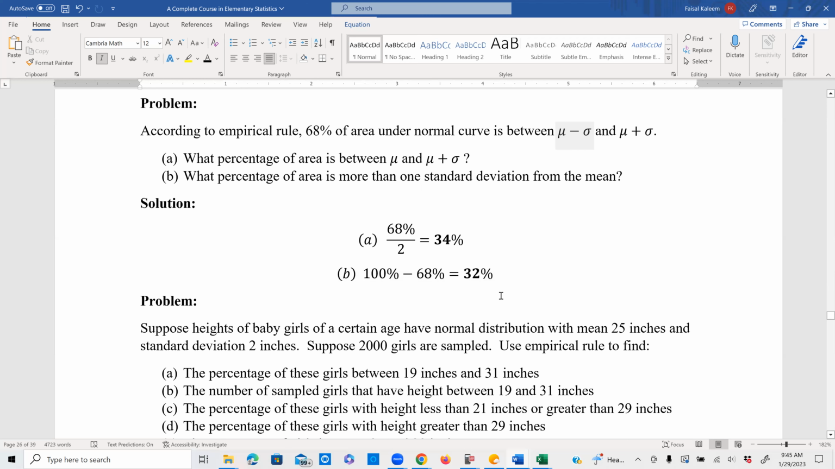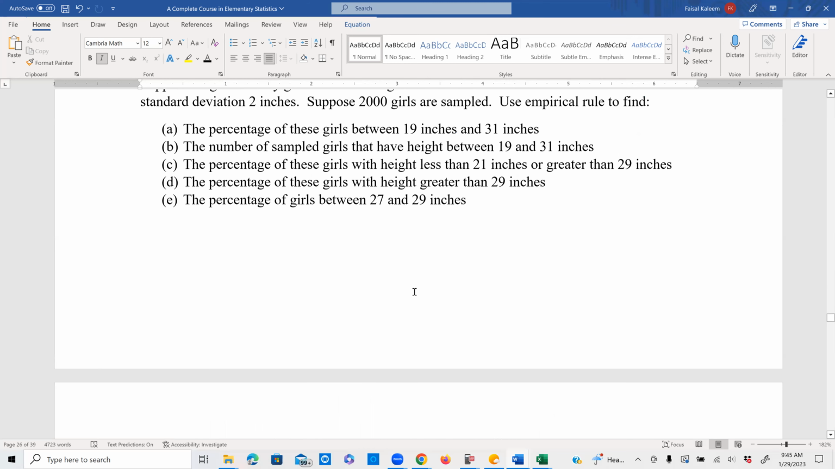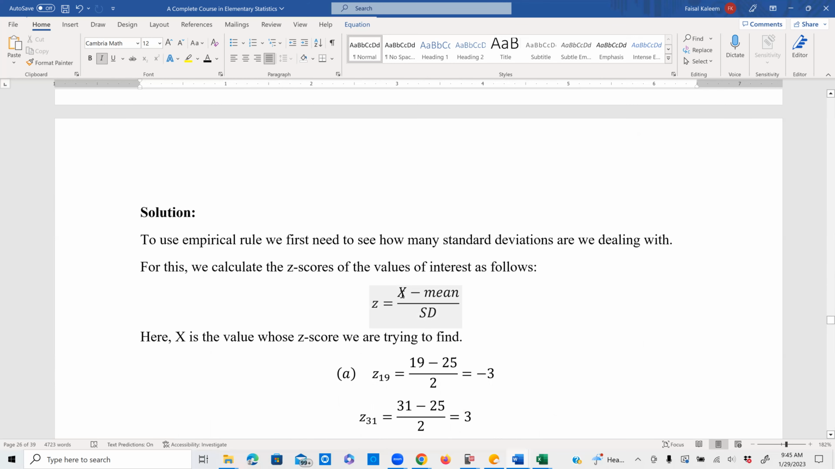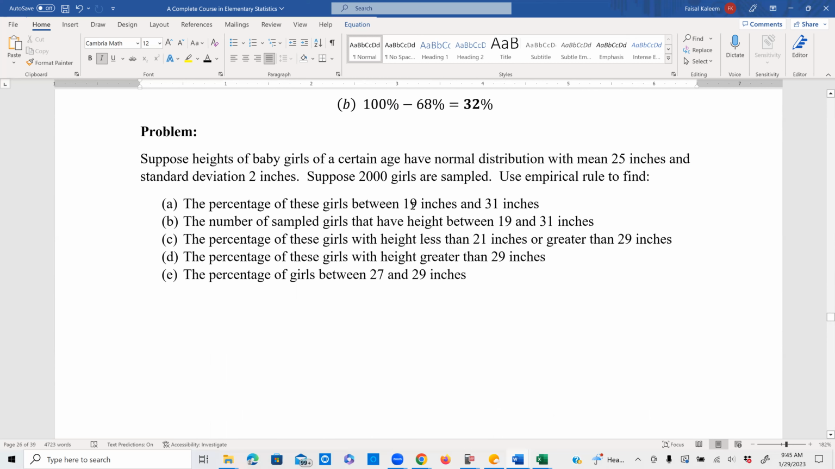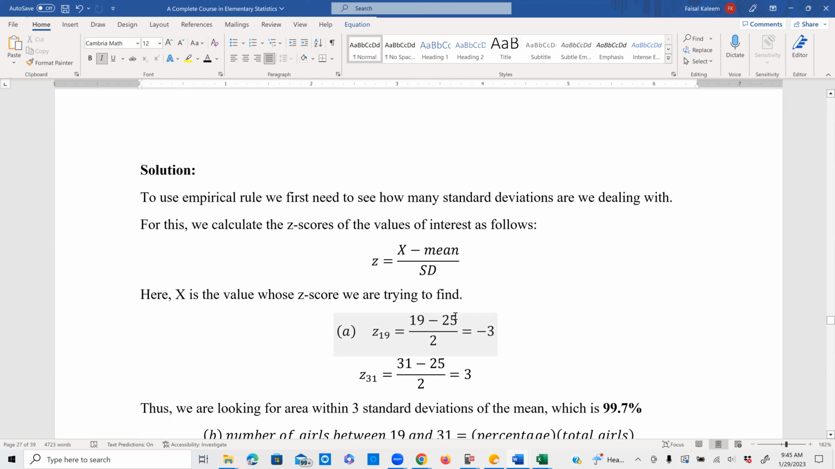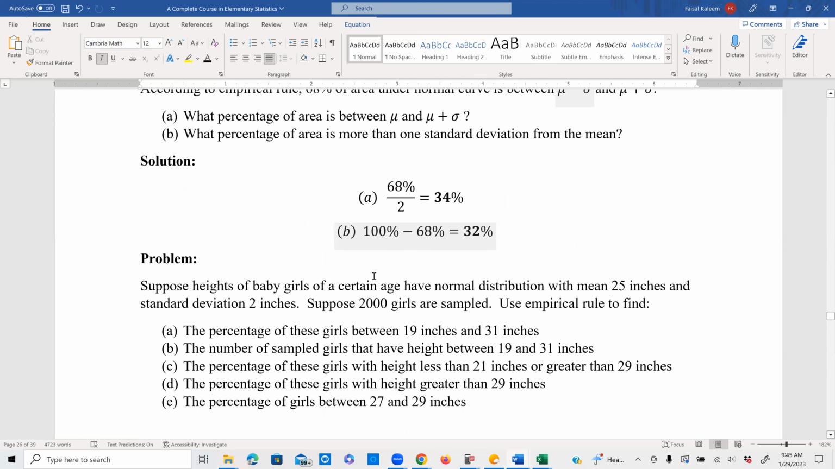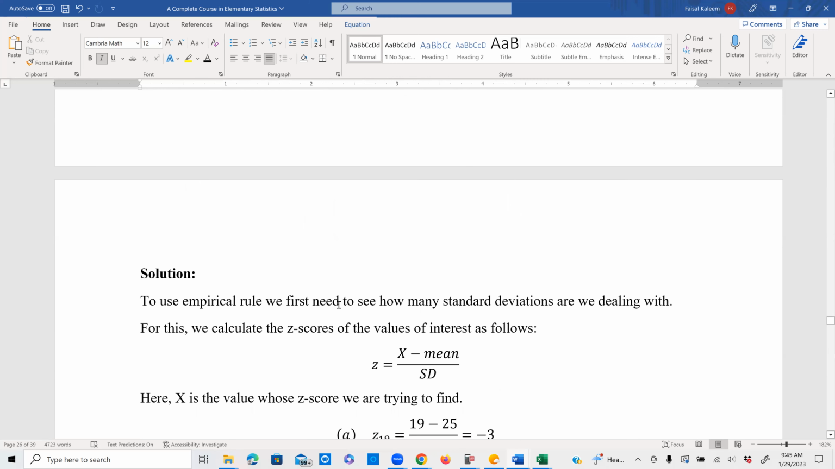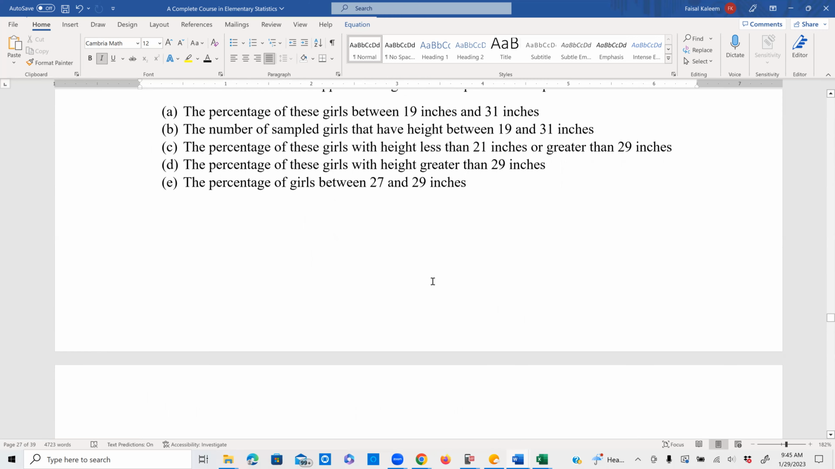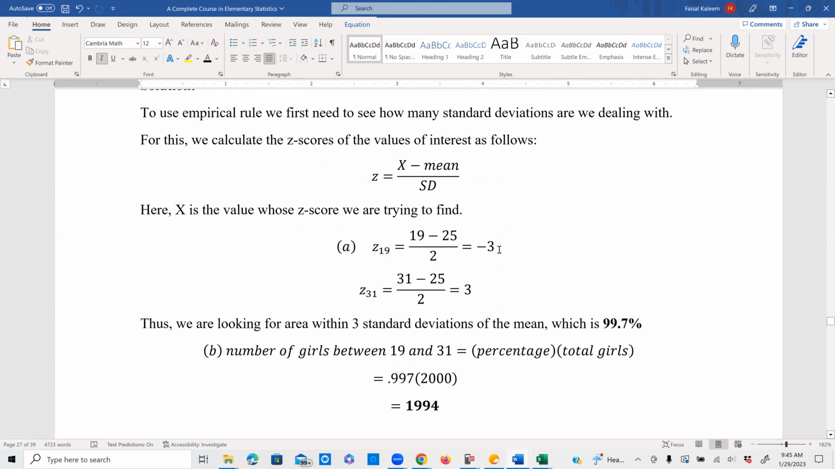Therefore, to get the standard deviations, we use the z-score. And the z-score is obtained by x minus mean over standard deviation. Remember, the two values we are interested in are 19 and 31. So we first get the z-score of 19, that's 19 minus the mean. The mean was told to be 25, and the standard deviation was told to be 2. So 19 minus 25 over 2, that's -3.